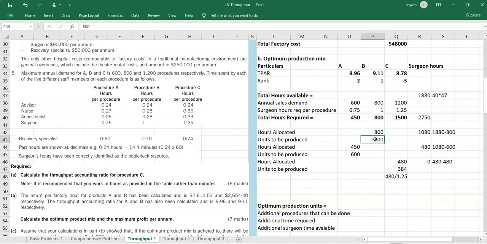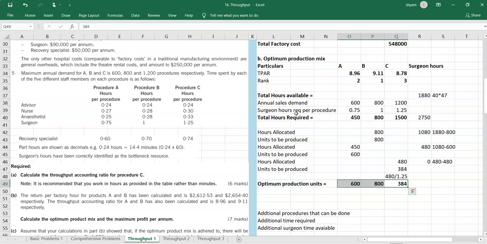So we'll just highlight the units. The optimum production plan will be like this. Here 600 procedures can be done, here 800 procedures can be done, and here 384 procedures can be done. So this is the ideal one.